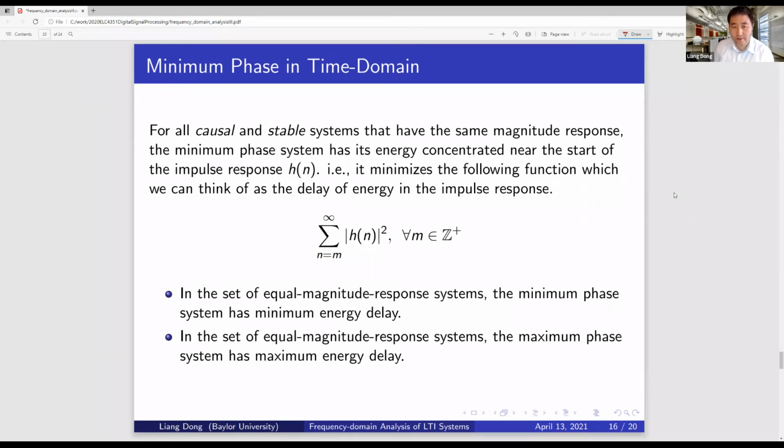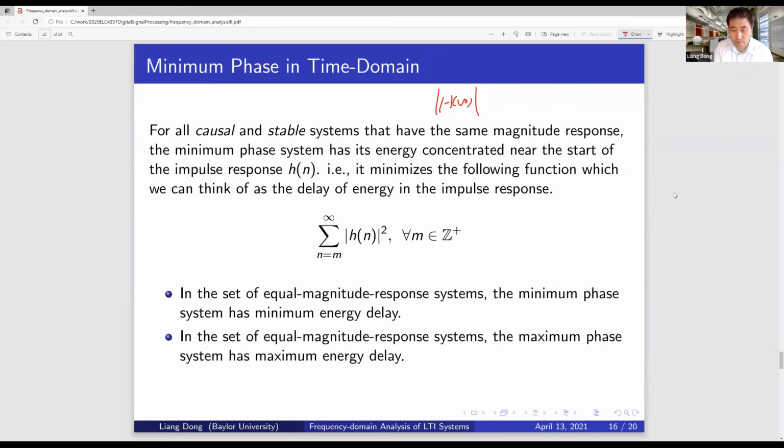For all causal and stable systems that have the same magnitude response, again, we are looking at this. The minimum phase system has its energy concentrated near the start of the impulse response. That is, it minimizes the following function, which we can think of as the delay of energy in the impulse response. So formally, that's how we define it.